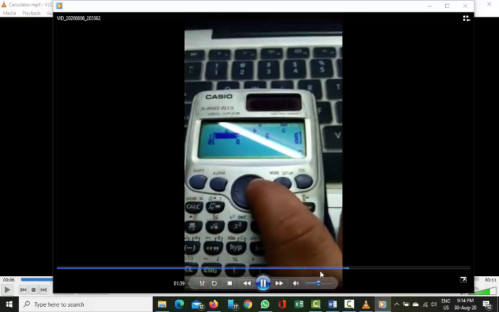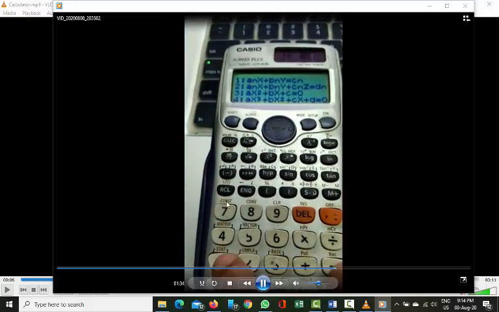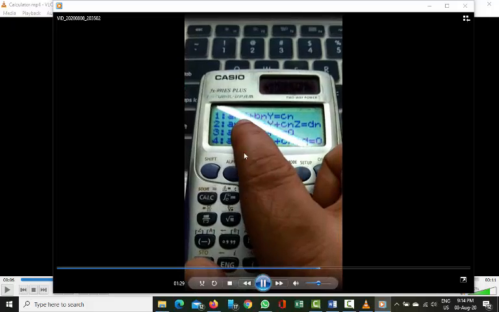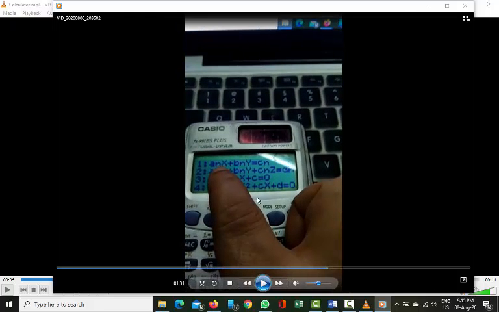If you have only x and y variables, that means 2 variables in the equation, you will press number 1. If you have 3 variables in the equation, then you will choose number 2.